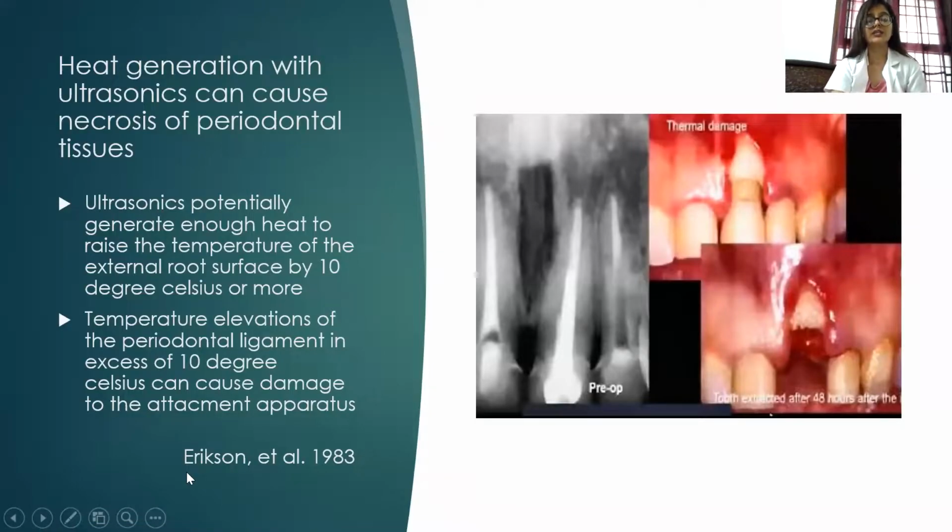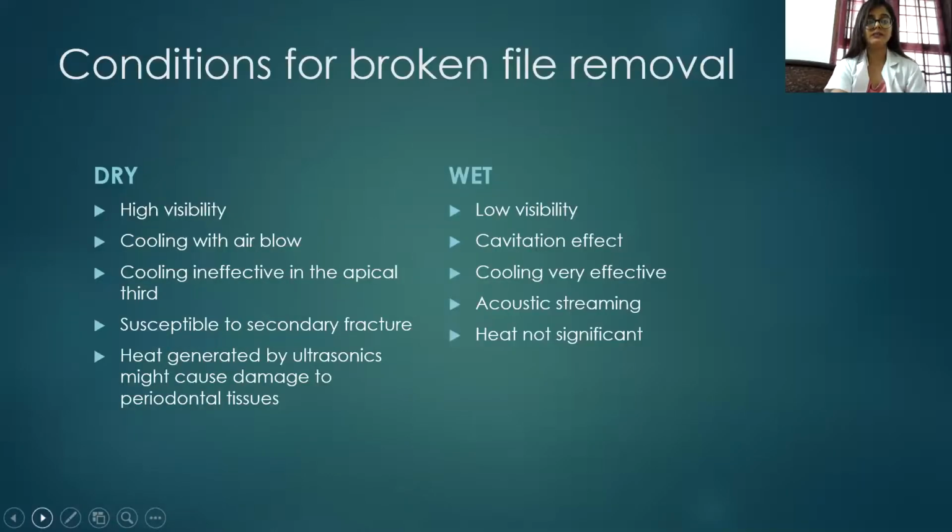Heat generation with ultrasonics can cause necrosis of the periodontal tissues. Ultrasonics potentially generate enough heat to raise the temperature of the external root surface by 10 degrees Celsius or more. So temperature elevation of the periodontal ligament in excess of 10 degrees Celsius can cause damage to the attachment apparatus, according to Erickson et al.